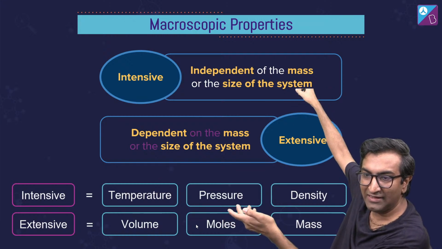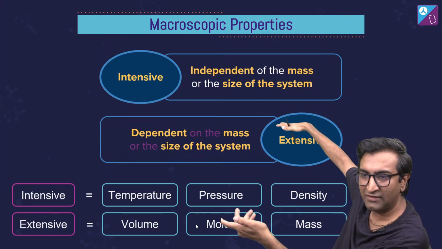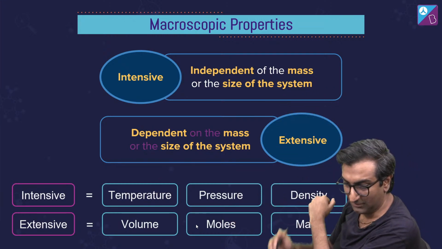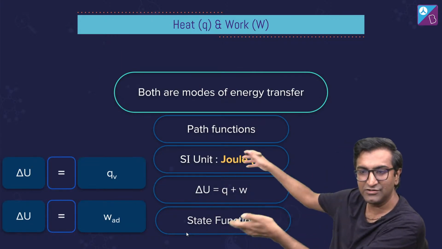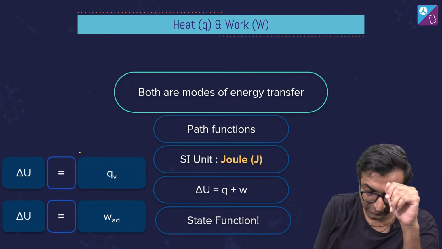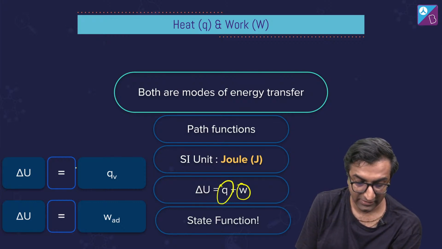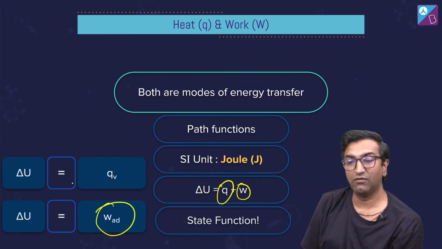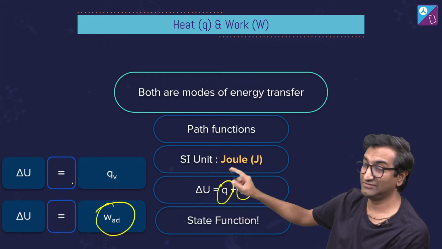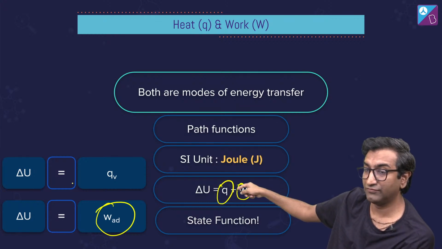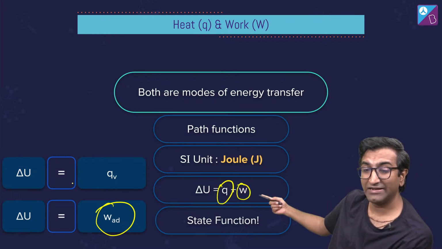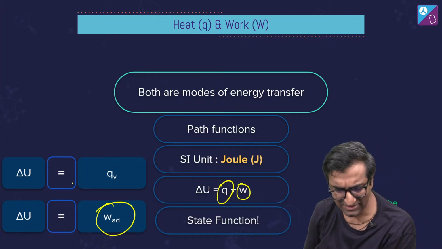A quick summary of last session: all these properties were extensive or intensive. Intensive is independent of the size and mass of the system, extensive is dependent, and these were the examples. I ended the session with this idea that there is something called heat and something called work, and if I take adiabatic work, it will give me, this is important, not in NCERT but also very very important: adiabatic work is the same as heat. Where did this come from? What does it mean?